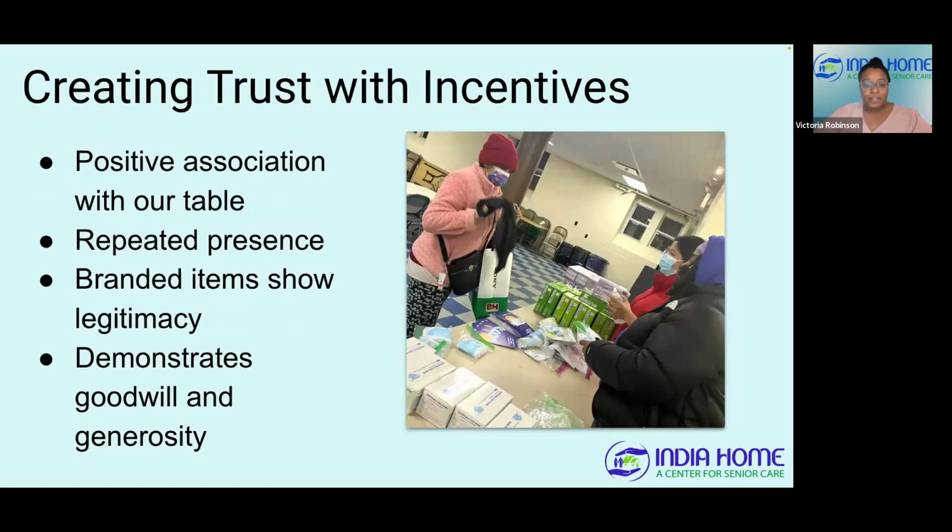Receiving something for free can create positive associations with our table and the organization in general at the outreach event. Continually being present at outreach events and education sessions with the incentives sends the message of consistency. And having name brand items, such as Purell hand sanitizer, also shows legitimacy. At India Home, we found that showing consistency and legitimacy through brands encourages community members to interact with us more. They're more inclined to come over and listen to what we have to say.